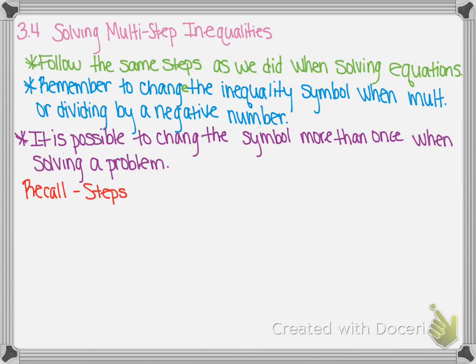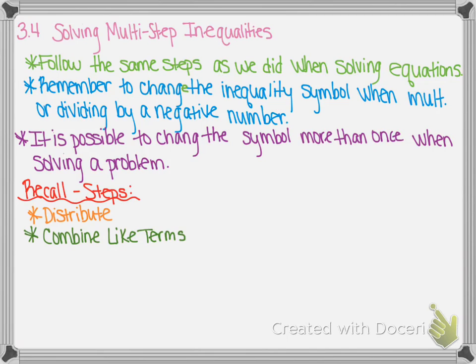So a quick recall of the steps that we need to take to solve a multi-step inequality problem. First thing that we need to do is distribute. That does not change. Second, we're still combining like terms. Third step, we're going to add or subtract. And then finally, fourth step is multiply or divide. So let's look at some examples.